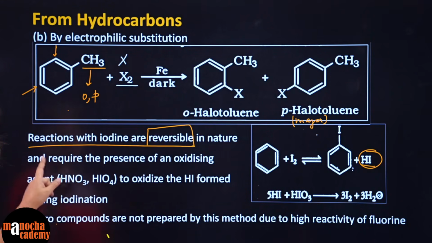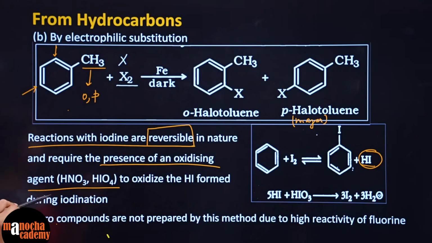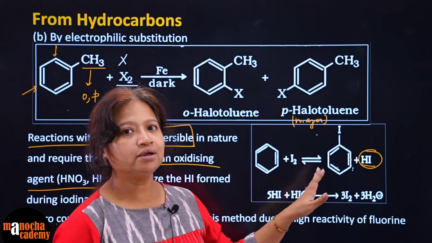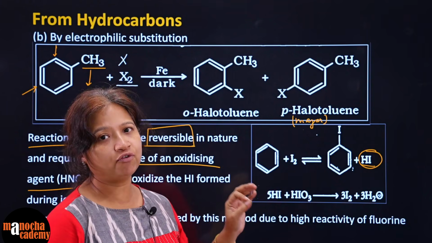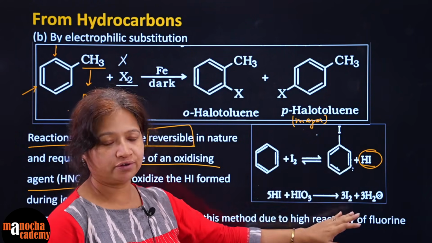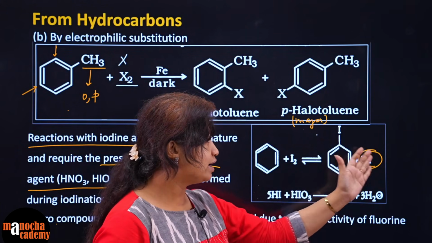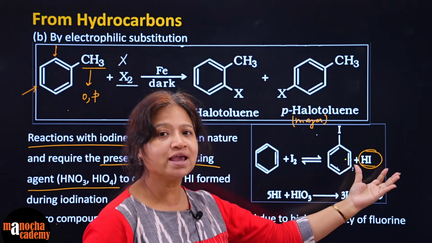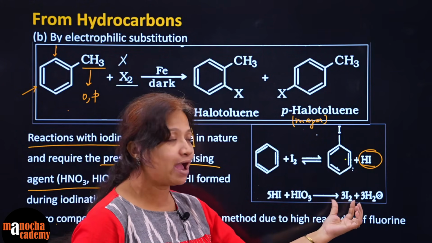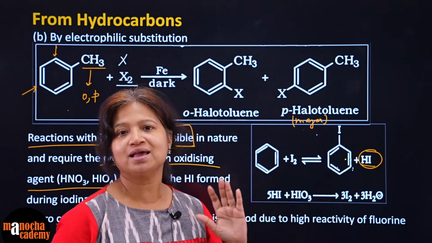So it requires the presence of an oxidizing agent like nitric acid or HIO4, and accordingly you can do this reaction. If you want to do the reaction with iodine, you have to use either HNO3 or HIO4. Why? The answer is mentioned here. First part of the answer is that it is a reversible reaction. So you want to shift the equilibrium to the right. You oxidize the HI to iodine again, which will react with another benzene, and you get iodobenzene as the product.